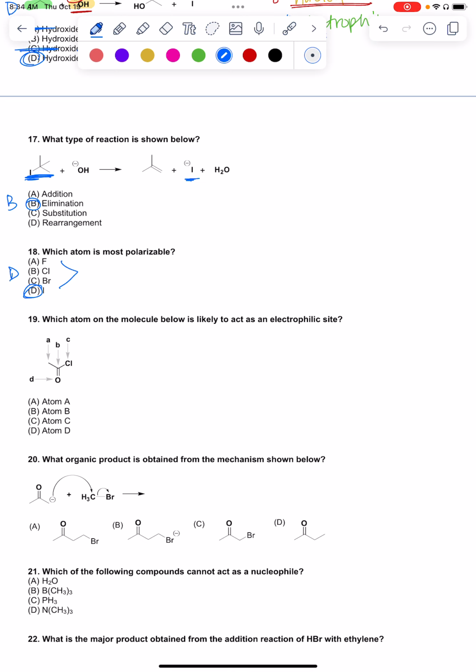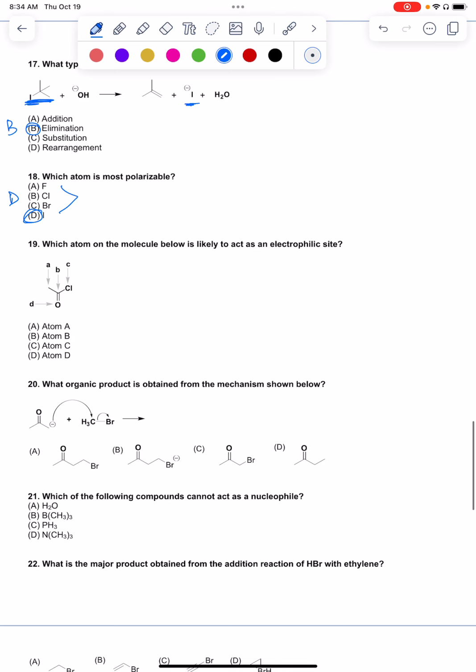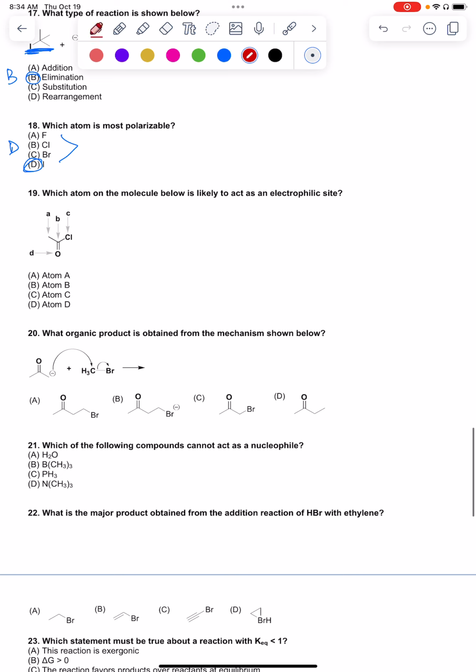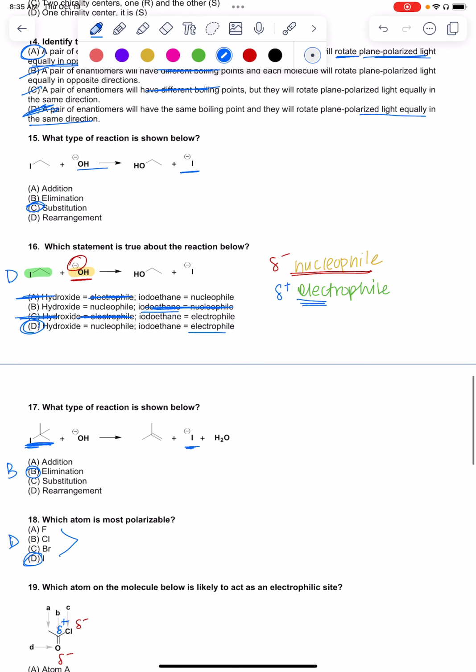Which atom or molecule below is likely to act as an electrophile? Well, here we're just going to draw in our signs. Chlorine is going to probably have a more negative sign, and so is oxygen. That means that if those two have that negative sign, this B has to have a positive sign. And remember, as before, what are they asking us for, first of all? The electrophilic site. We said electrophilic needs to have that positive sign.